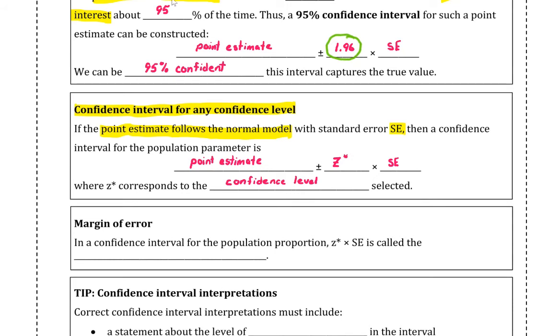Now, if your confidence interval is for the population proportion, then the product of your critical value times your standard error is referred to as your margin of error. So in your formula for your confidence interval, this is the margin of error.